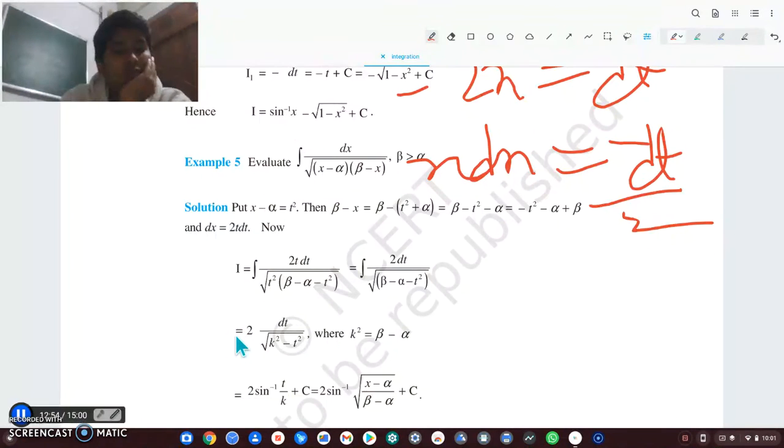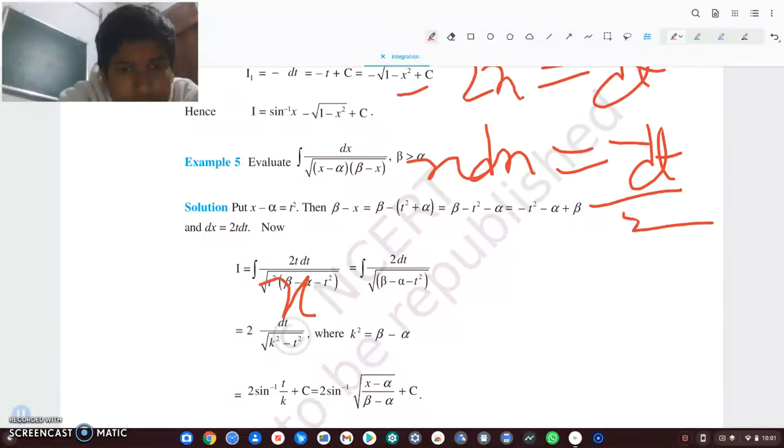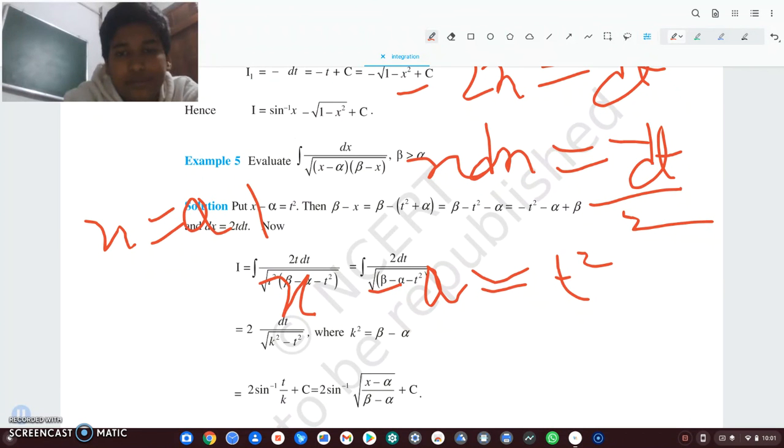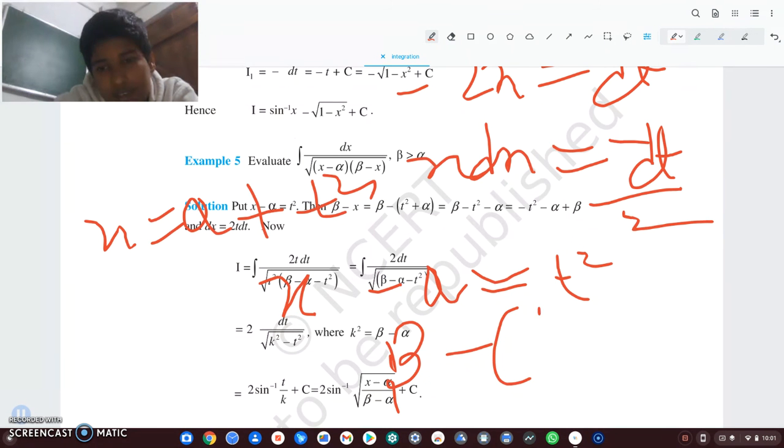To remove this, can I simply take x minus alpha as t or t square, the same thing. To be safe from the root under, I take t square. If I take this as t square, then x would be alpha plus t square. This much is clear. Now, what would be b minus x? b minus x would be b minus the bracket t square plus a.